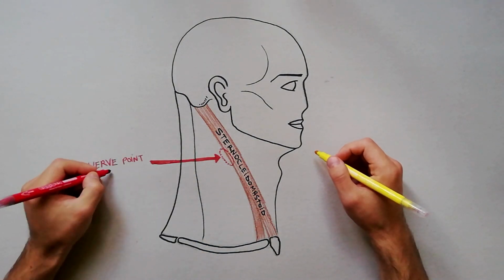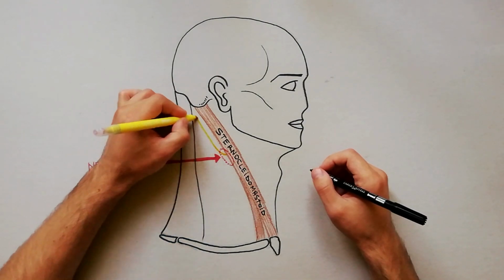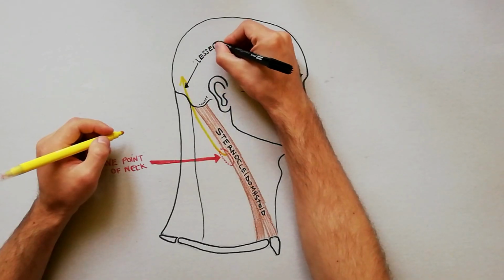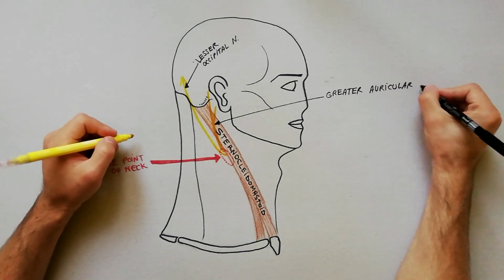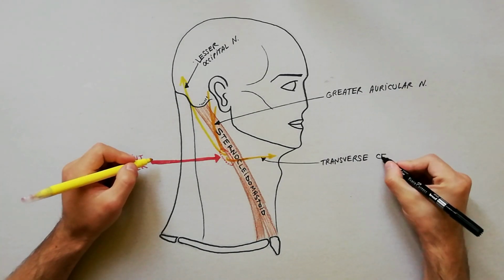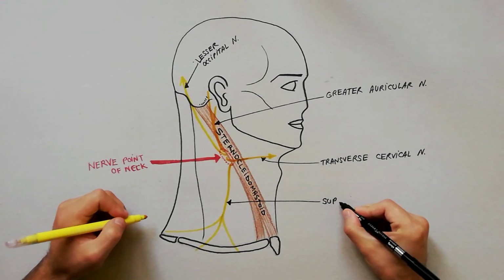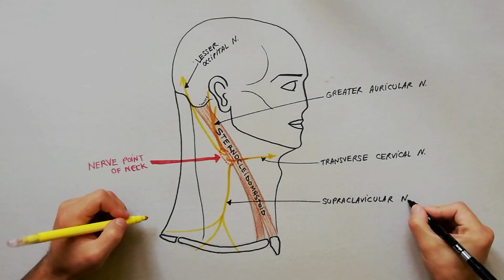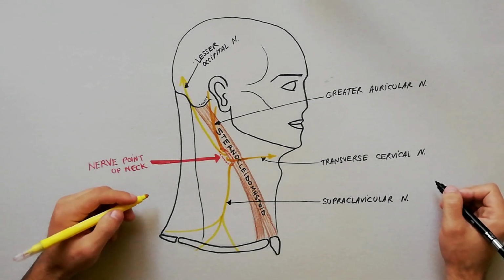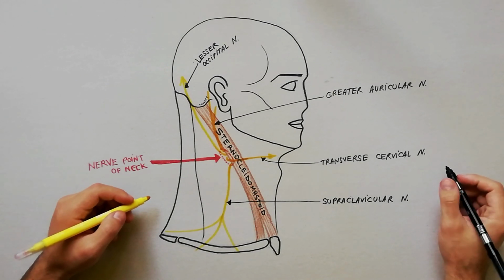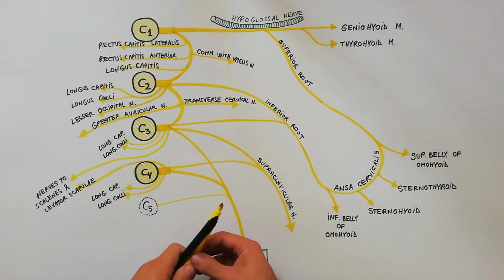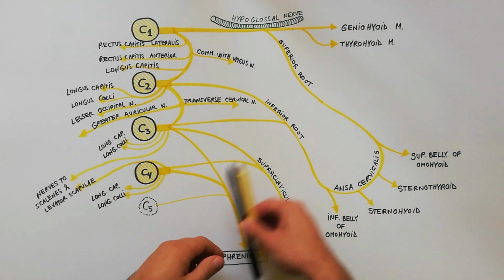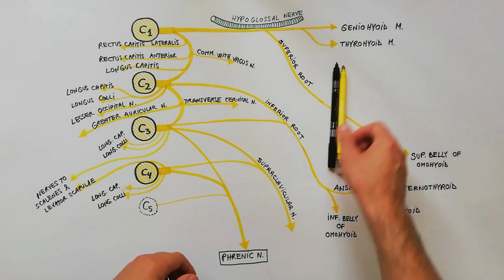The cutaneous branches emerging at this point are the lesser occipital nerve, the greater auricular nerve, the transverse cervical nerve, and the supraclavicular nerve. Keep in mind that these four branches are the only cutaneous branches of cervical plexus. All the remaining branches of cervical plexus are motor, with the sole exception of phrenic nerve, which is a mixed nerve.